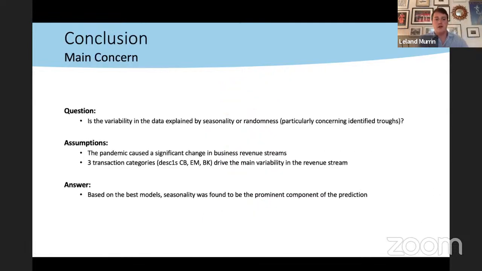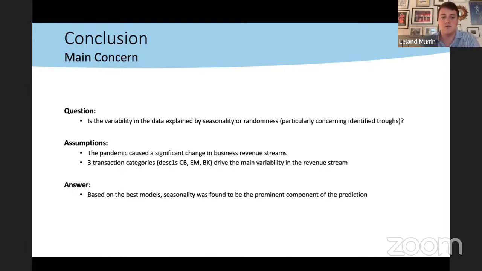To conclude here, to answer the main concern of this project: is the variability in the data set explained by seasonality or randomness? First, I should say that we had to make some assumptions in answering that question. The pandemic had a significant impact on business, so we had to make an assumption there, by cutting out that first fiscal year 2020. We also made an assumption that the 3 top transaction categories, CB, BK, and EM, drove the main variability in the revenue stream.